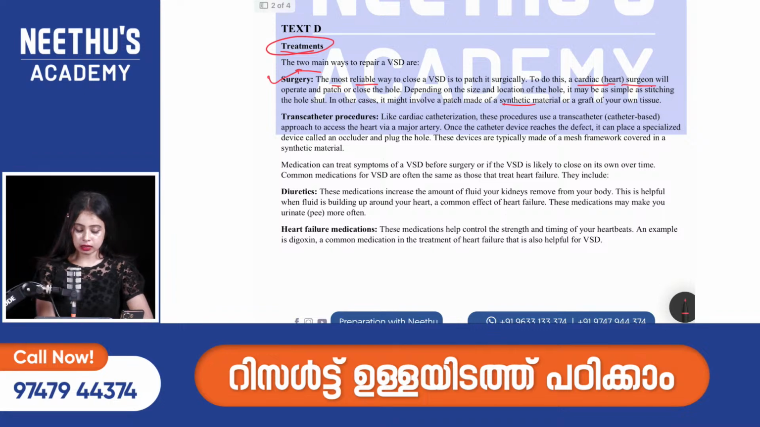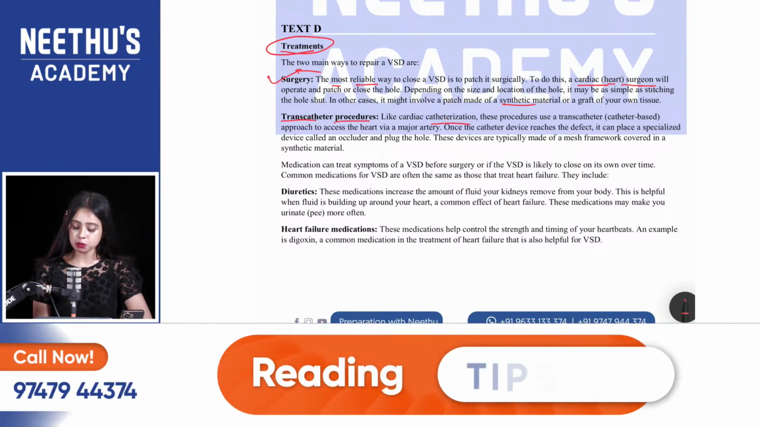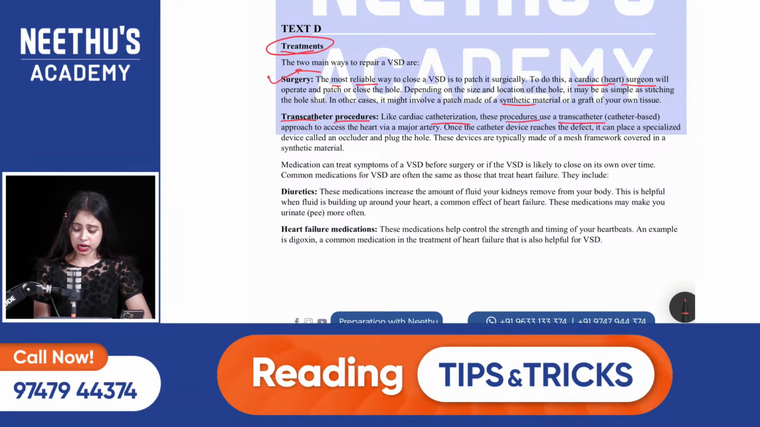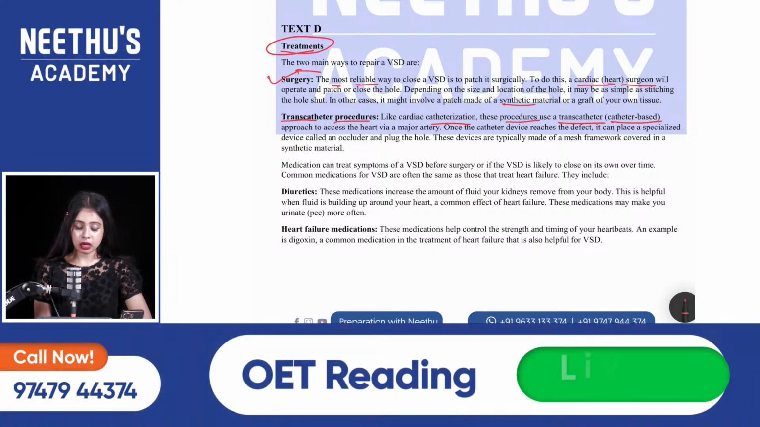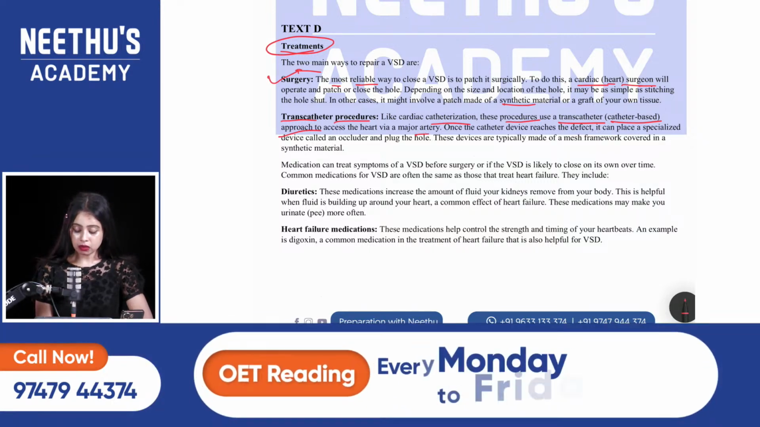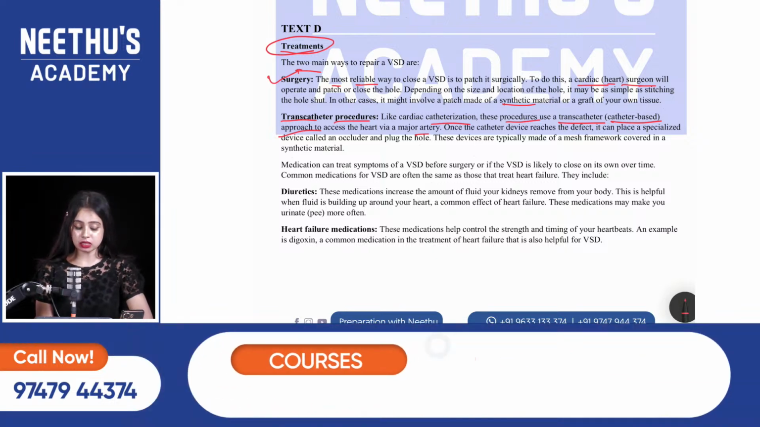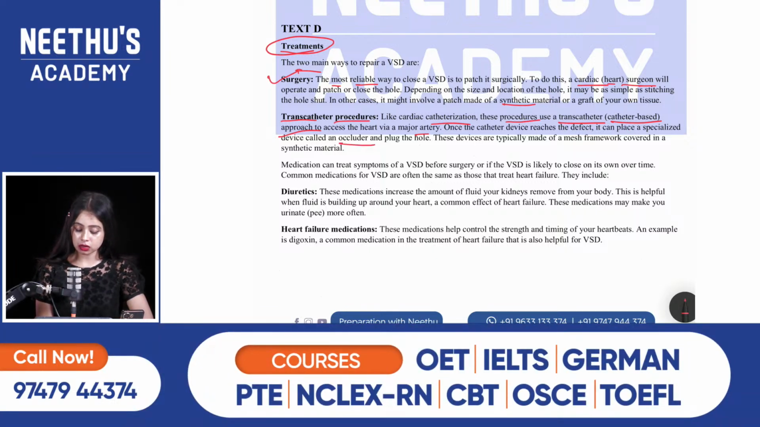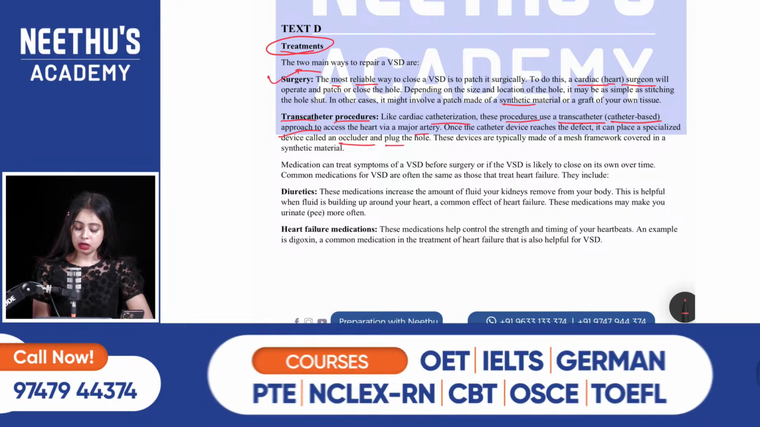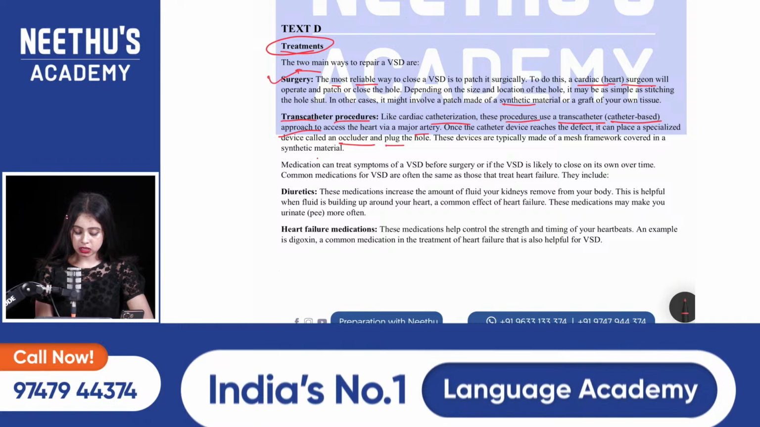Then transcatheter procedures like cardiac catheterization. These procedures use a transcatheter or catheter-based approach to access the heart via a major artery. Once the catheter device reaches the defect, it can place a specialized device called an occluder and plug the hole. These devices are typically made of a mesh framework covered in synthetic material.